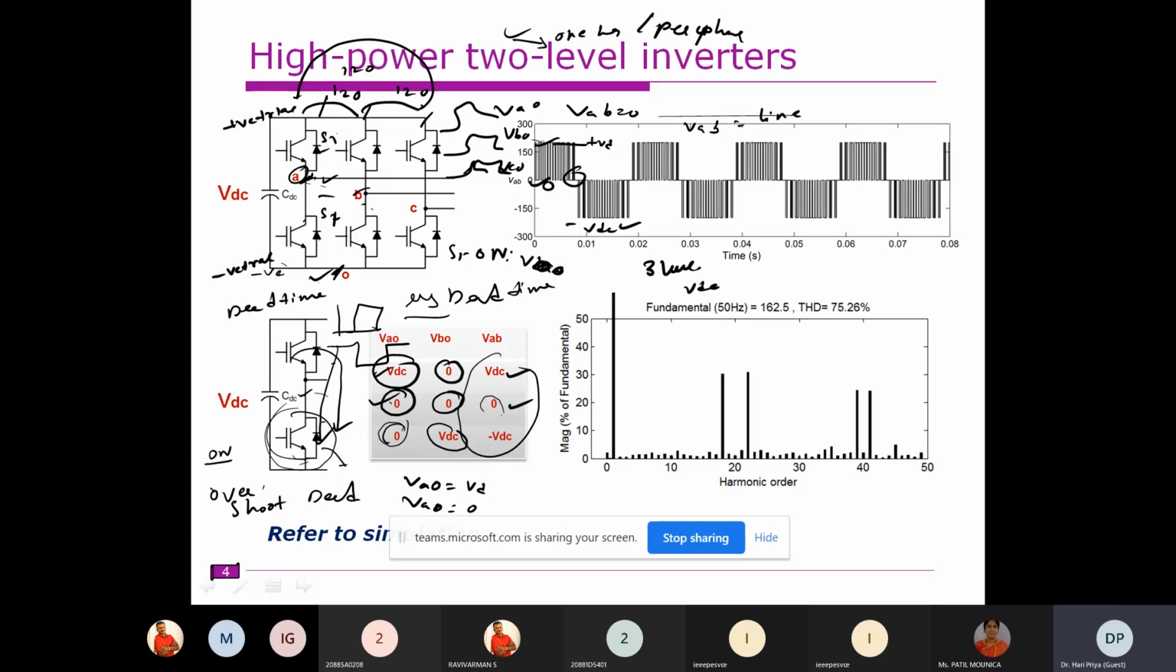So when you go for high power applications, the DC link voltage can be some 3000 volts or 6000 volts or 7000 volts or even 11 kV. In that case, each device should be rated for 11 kV, but practically we have limitations. So how do we make this 2-level inverter survive high voltage and high power conditions? One problem is the device rating. We have to overcome the device rating issue.